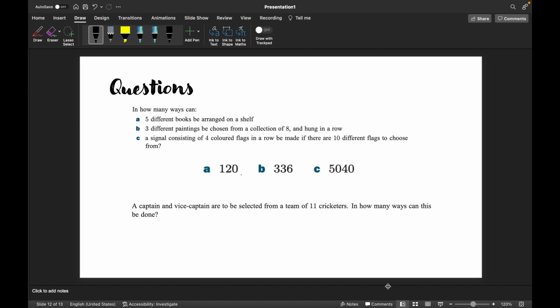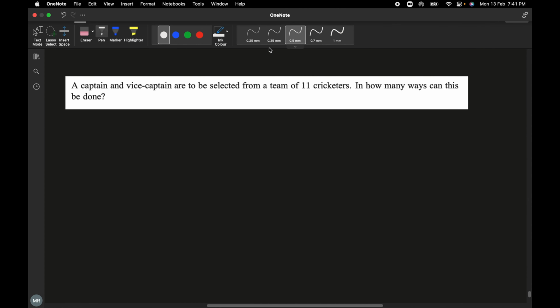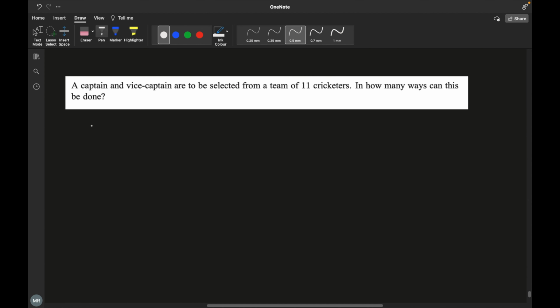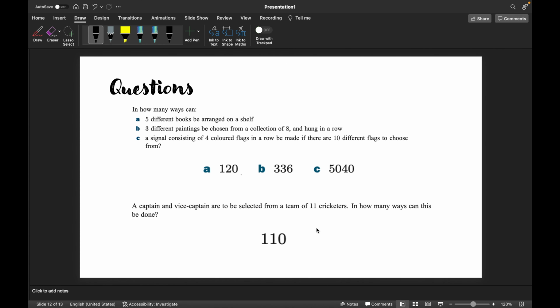And then now let's do the second question. A captain and vice captain are to be selected from a team of 11 cricketers. In how many ways can this be done? All right. So there are 11 people in the cricket team. 11 available. And a captain can be chosen from 11. So 11 into, there are 10 options. So it's going to be 110. Let's see the answer. Yes, that is indeed the answer.